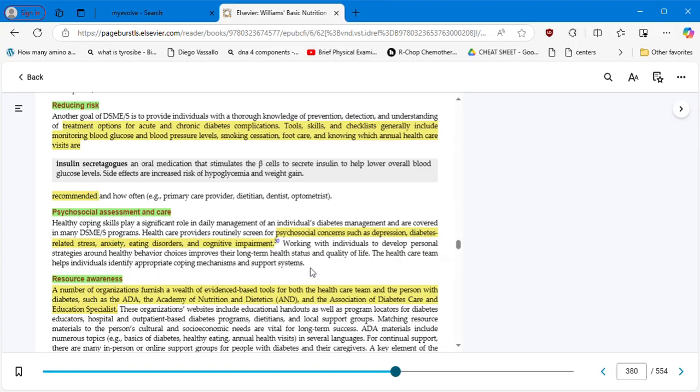Psychosocial assessment and care: psychosocial concerns such as depression, diabetes-related stress, anxiety, eating disorders, or cognitive impairment, right? All of these we need to monitor, especially stress and anxiety, that can increase the glucose level. I know patients that are fasting, and because they are going through specific stressful events, their glucose reaches sometimes 400. Okay, it's all stress related.